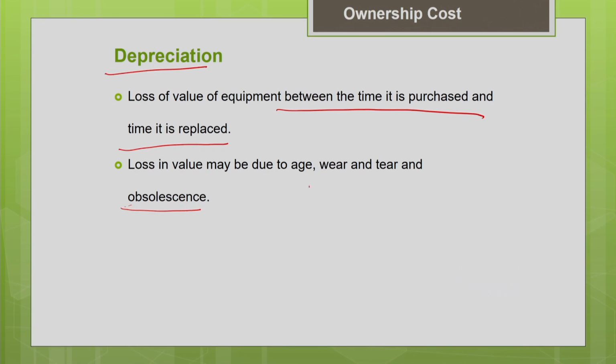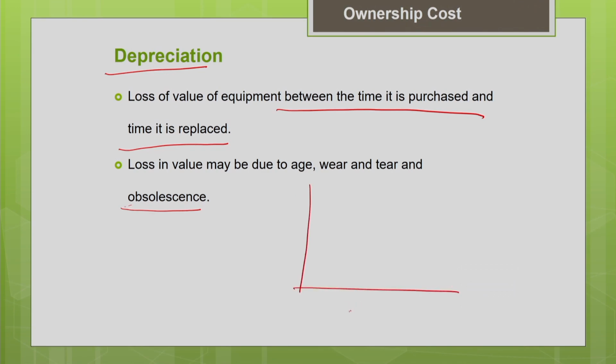So this loss in value is called depreciation. Okay, so this is a very important component of the ownership cost. This is not actually a physical cash flow, but still it is considered as an expenditure in the cash flow analysis. It is considered as a component of the ownership cost when you do the estimation. So graphically we can represent it like this.